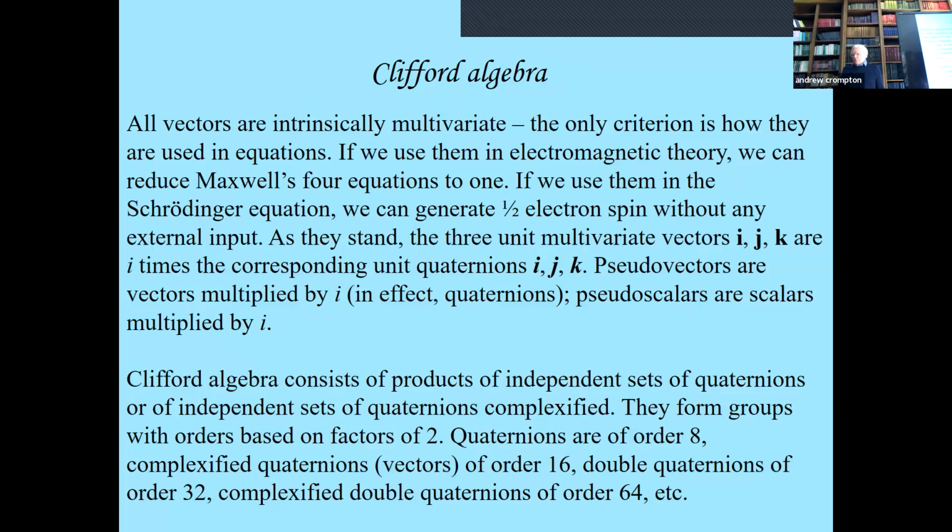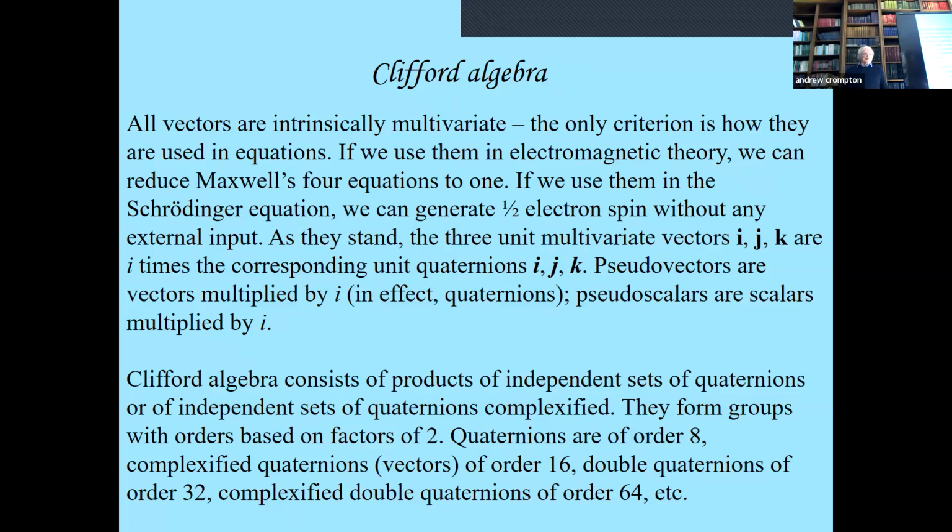And as I've said before, the three multivariate units, i, j, k, are i times the corresponding quaternions. Quaternions being square roots of minus 1, which are dimensional. And pseudovectors are vectors multiplied by i, and they're actually quaternions. Pseudovectors are the same as quaternions. And pseudoscalars are scalars multiplied by i.